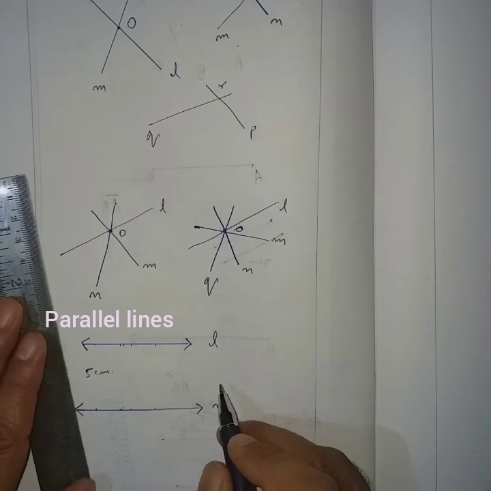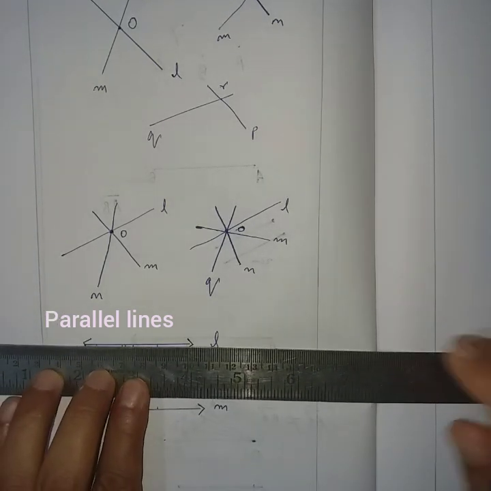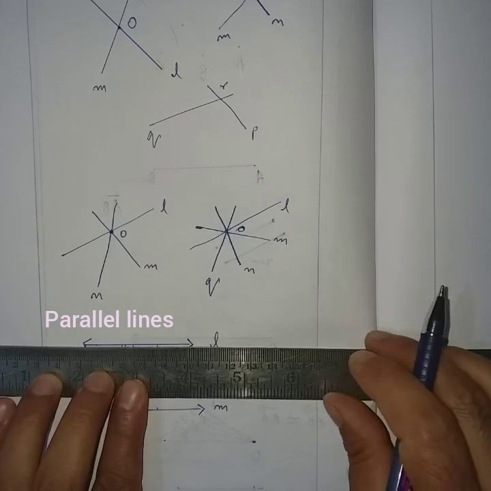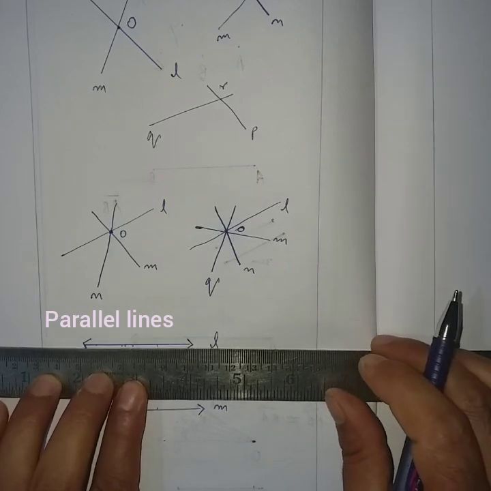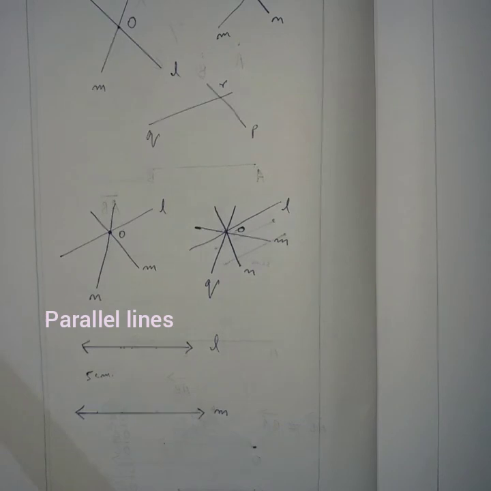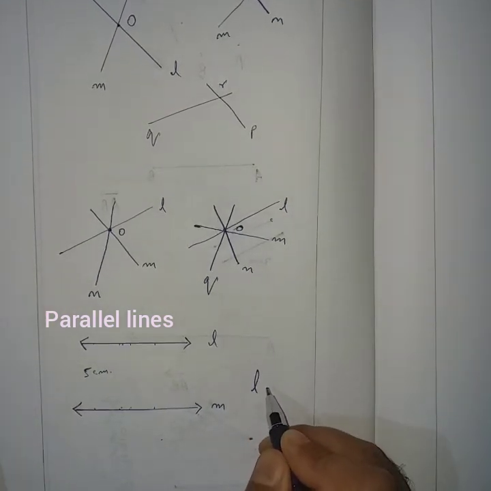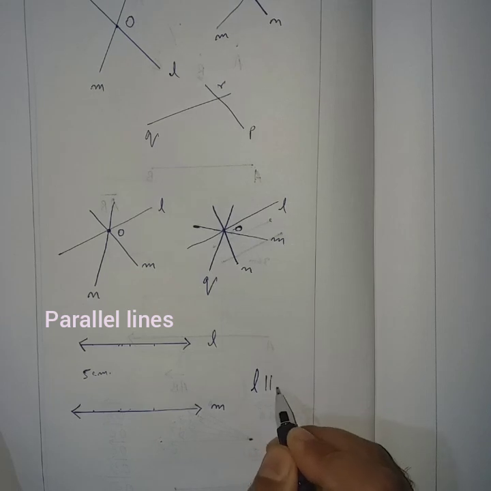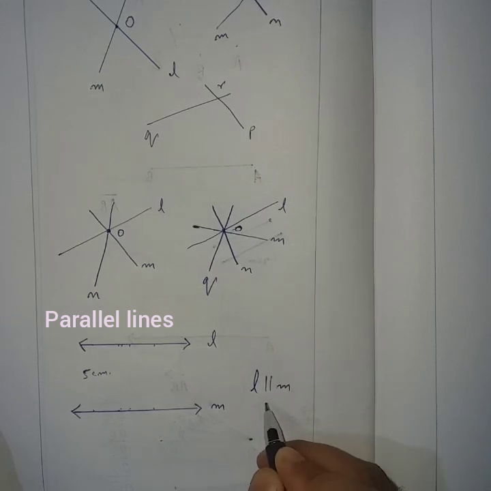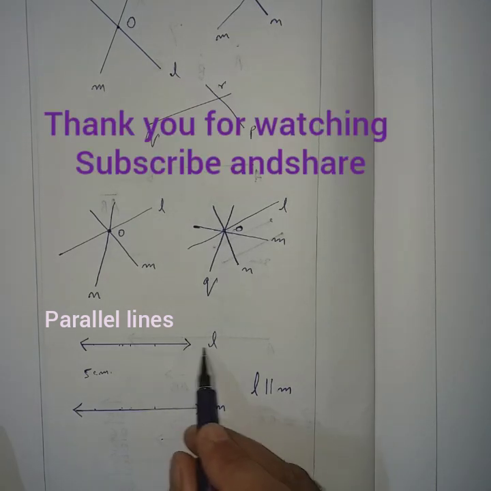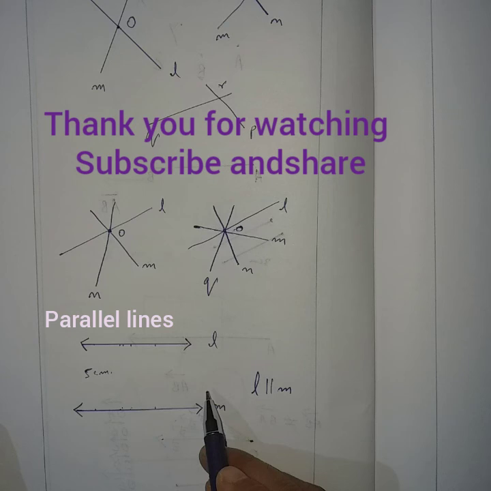And parallel lines, however much you extend them, will never meet on the same plane. We're talking about the same plane. So two parallel lines can be represented as L parallel to M. In this manner we represent L parallel to M, meaning they are never going to intersect on the same plane.